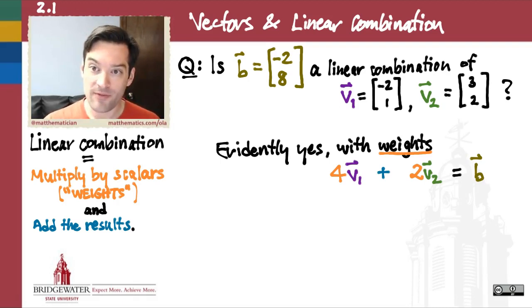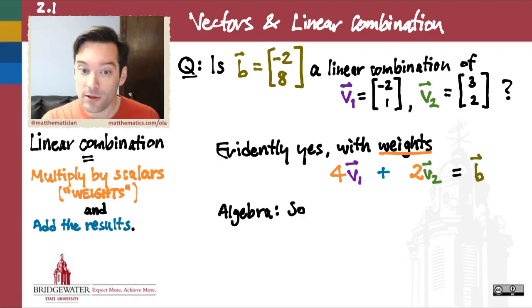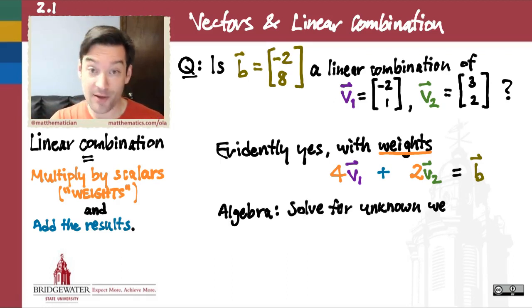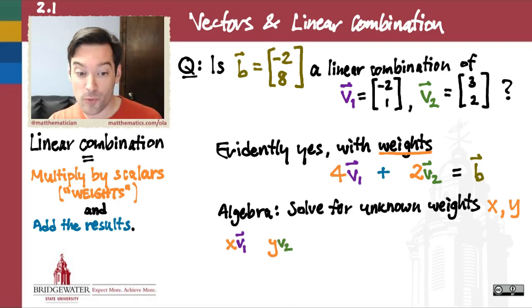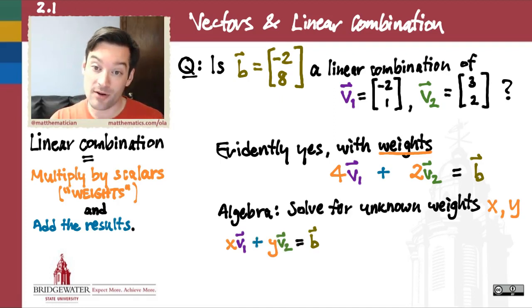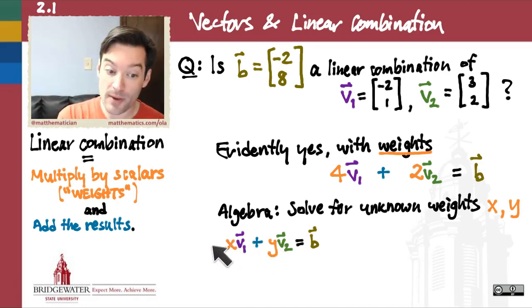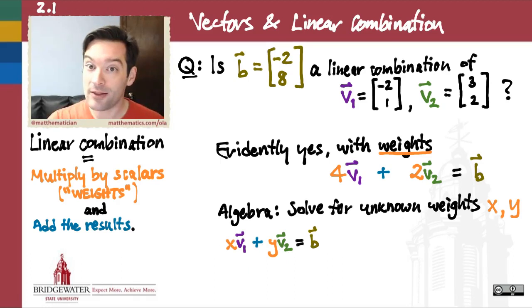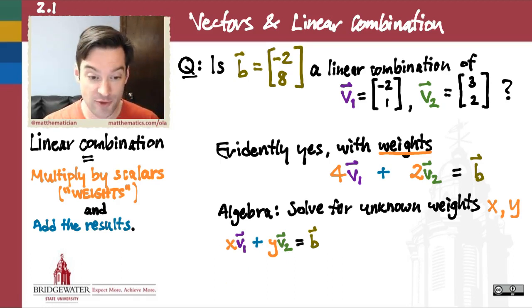But how would we have found that out without using my nifty little app, right? Without having a graph in front of me that I can manipulate? Well, clearly the answer is algebra, as it usually is. How can I solve for those weights, x and y, if those x and y's are unknown? Well, take a look at what this linear combination of v1 and v2 with the unknown weights x and y looks like if we actually simplify out the algebra.